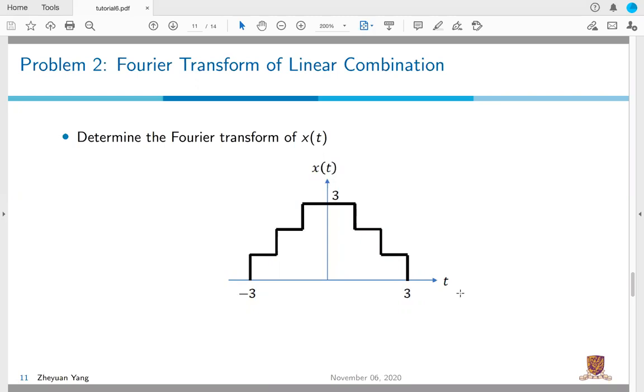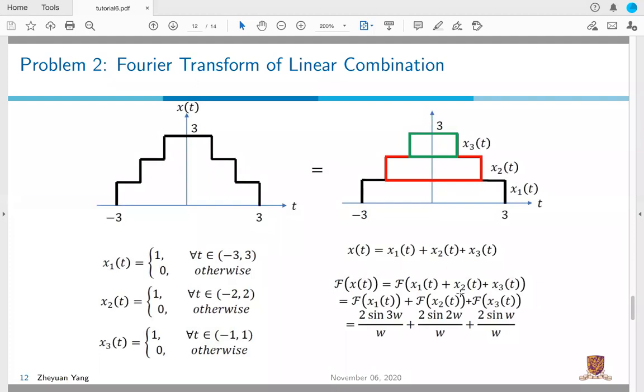Okay, so let's see the result. The original signal x(t) from -3 to 3 is actually a linear combination of three signals. The first one, we use this green rectangle to represent it. It is equal to x3(t), which is equal to 1 when t is from -1 to 1.